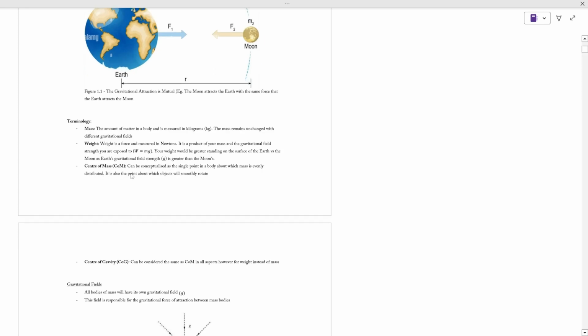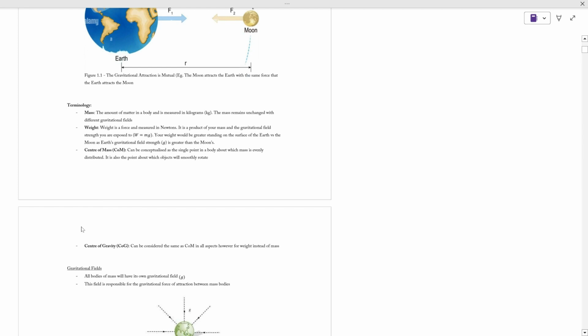You also have center of mass, or COM. This can be basically conceptualized as the single point in a body about which a mass is evenly distributed. It is also the point at which objects will smoothly rotate. Whereas center of gravity, or COG, can be considered the same as center of mass in all aspects, however for weight instead of mass.